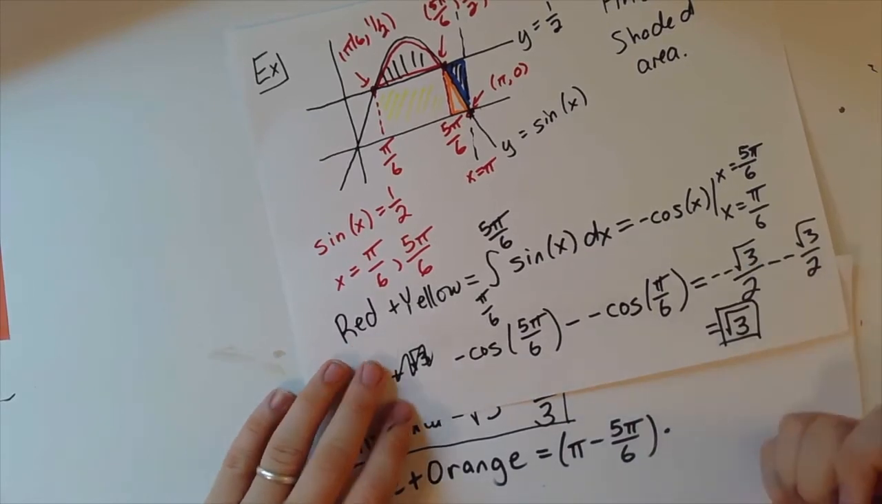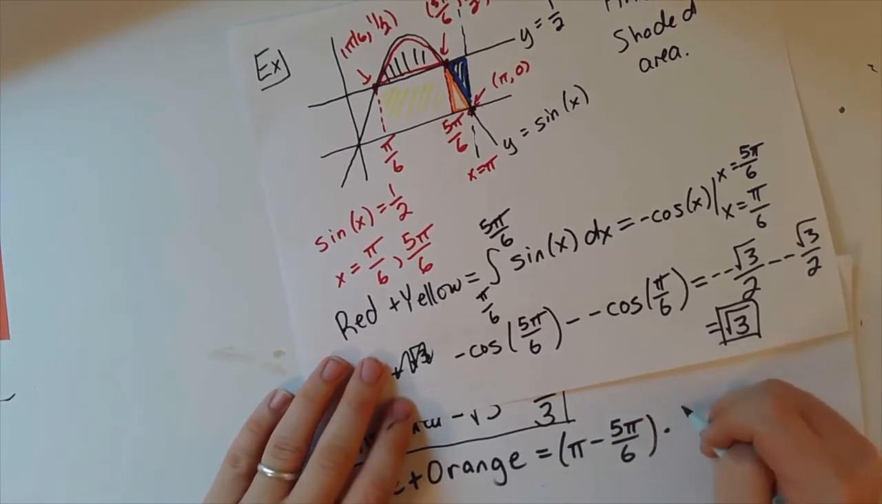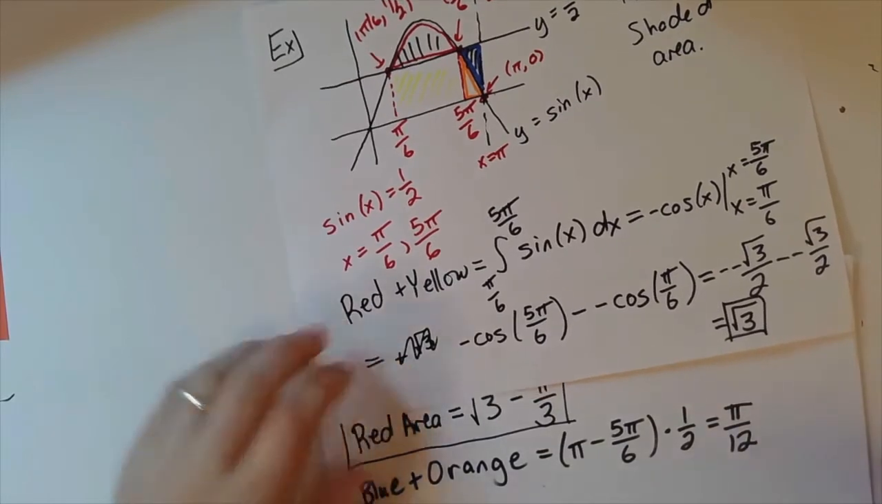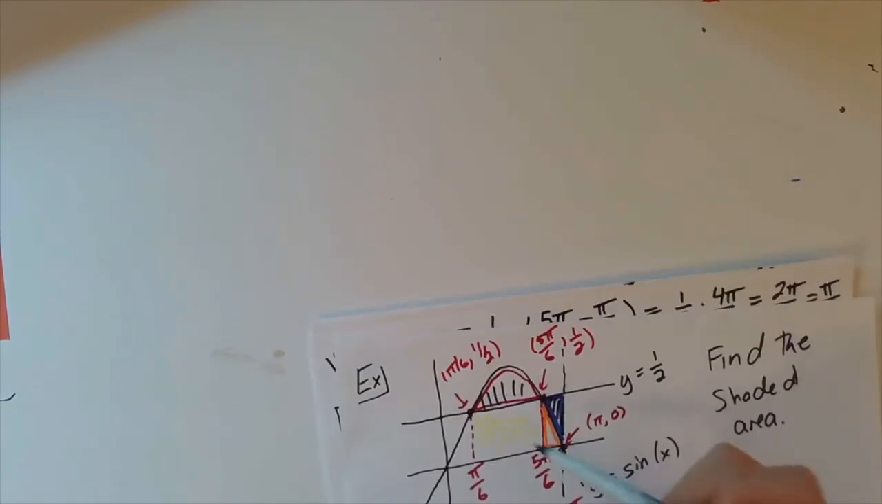Times, and then the height is 1/2. Okay, which is pi over 6 times 1/2. That's pi over 12. So the blue and orange areas together, that's the area of this rectangle. That is pi over 12.